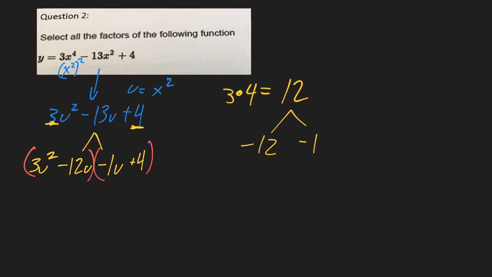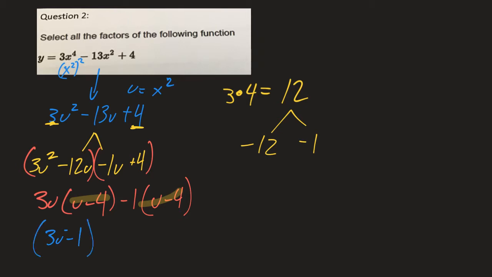And my GCF for the first two is taking out 3u, and I've got u minus 4. And from the second one, to get it to match up, I'm going to go ahead and pull out that negative 1. So I've got u minus 4. Notice my two parentheses match. They have to match for this to work. Okay, if they don't match, we have to backtrack because we've messed up somewhere. So 3u minus 1 and u minus 4 are the factors that we have right now.